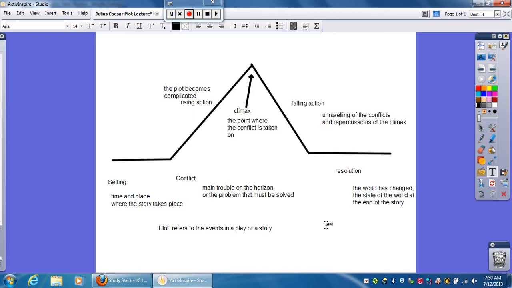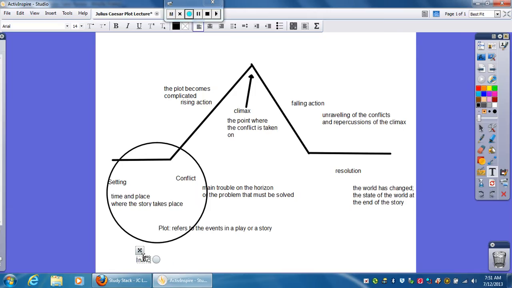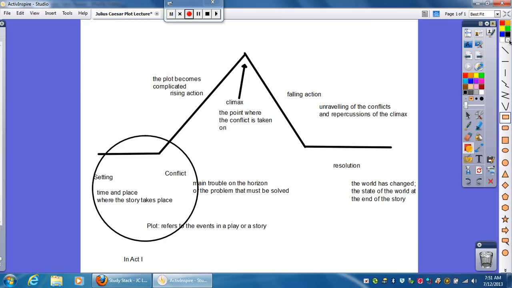Now, what's unique about Julius Caesar and Shakespearean plays in general is that there's kind of a pattern to how all Shakespearean plays are structured. These two things, setting and conflict, are always established in Act 1. Basically everything of the play is started in Act 1 as far as setting and conflict are concerned. You learn who's there, what they're about, for the most part, and you learn what the problem is in a Shakespearean play.